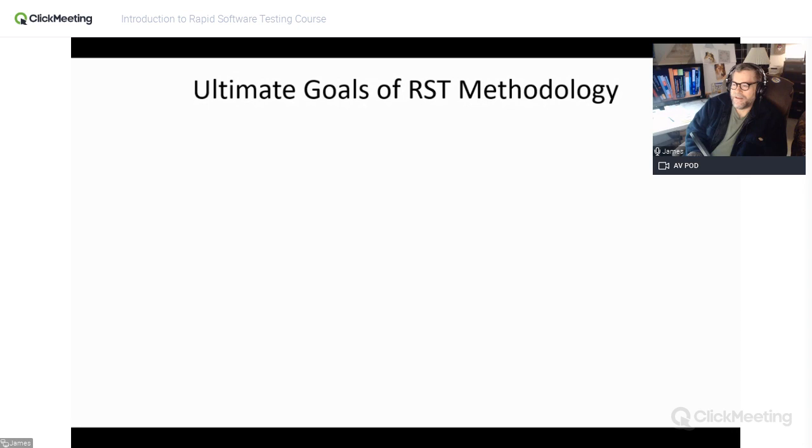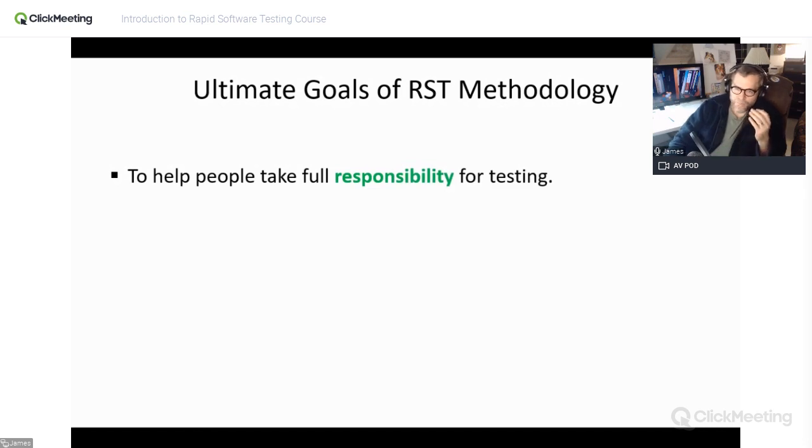And he said he thought that wasn't enough. So I'm telling you that one of the ultimate goals of RST methodology, in case it's not obvious, is to get people to focus on finding problems before it's too late. But also these things, to help people take full responsibility for testing. Because I think people don't take full responsibility for testing right now.